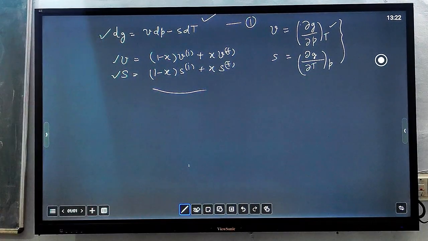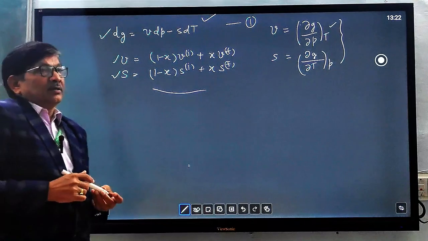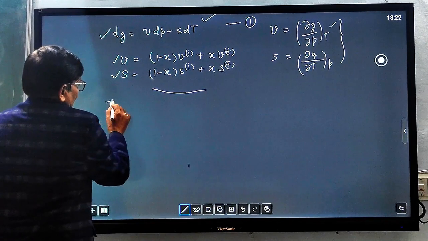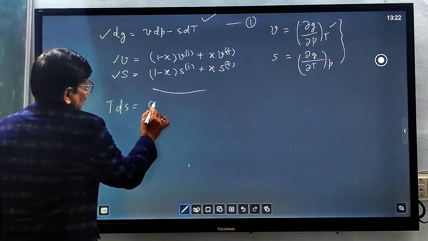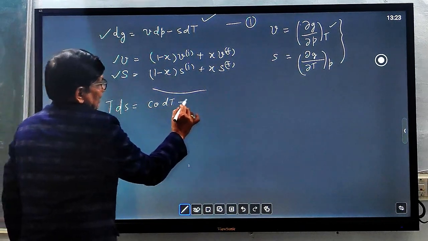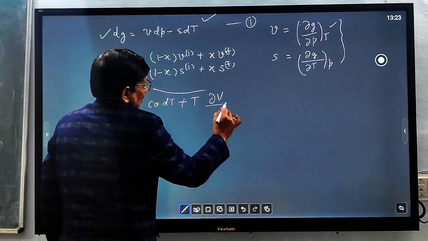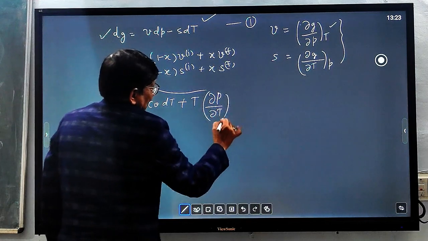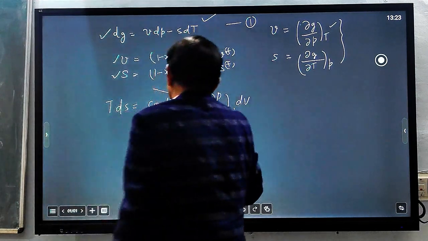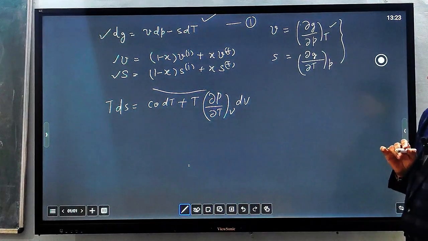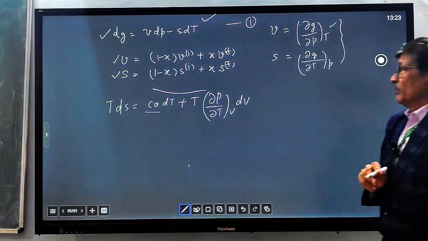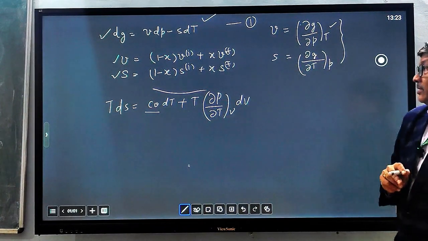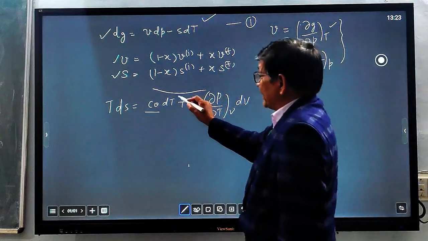Now let us define another equation, the TdS equation, by using Maxwell relations. The TdS equation we have defined for volume change: TdS equals Cv dT plus T del P over del T at constant V dV. This is the first TdS equation, based on the specific heat at constant volume Cv, and we know that in phase transformation temperature remains constant. Here dT is an exact differential.